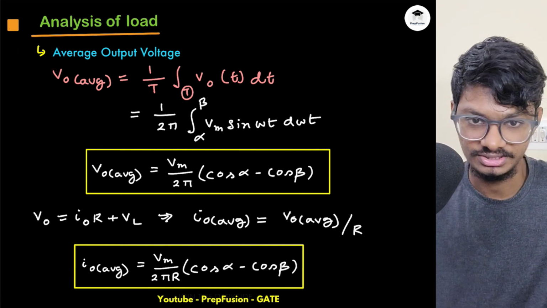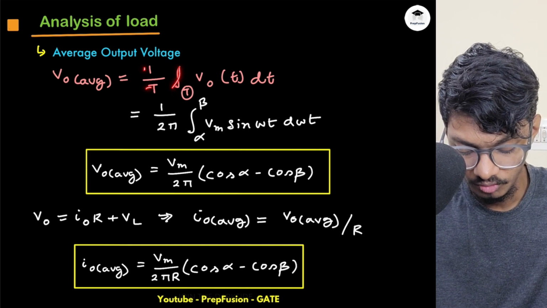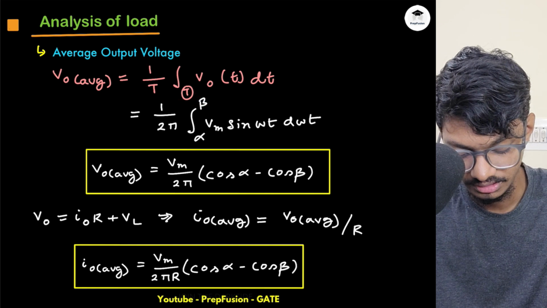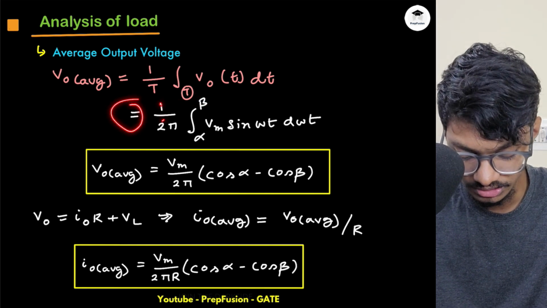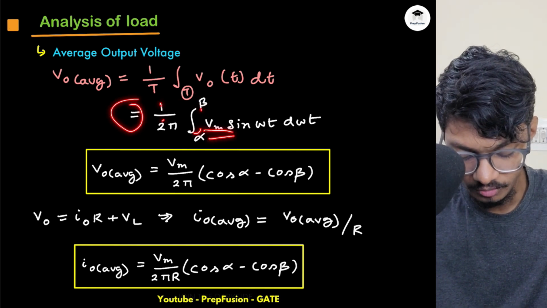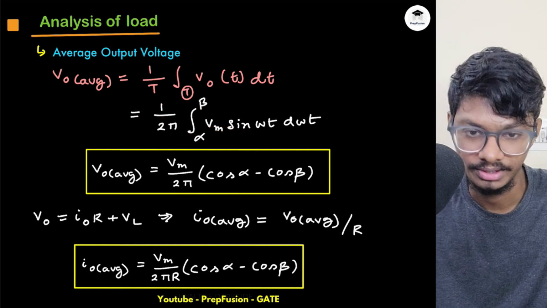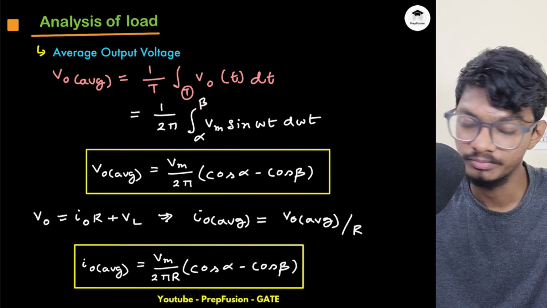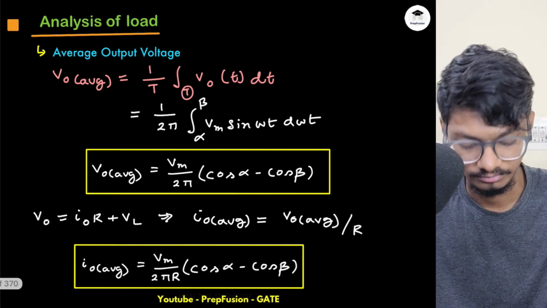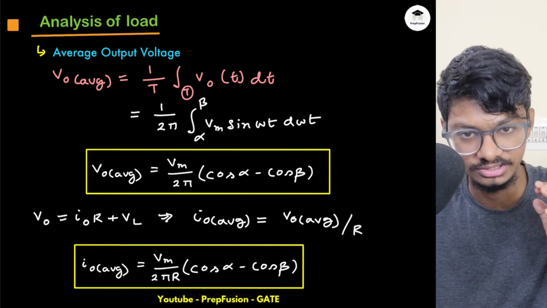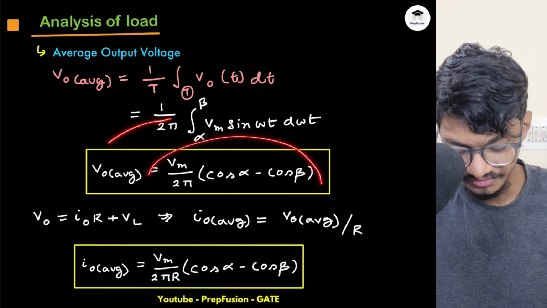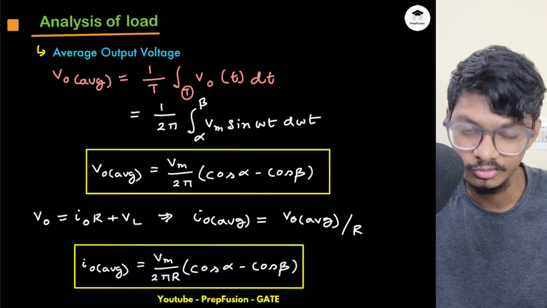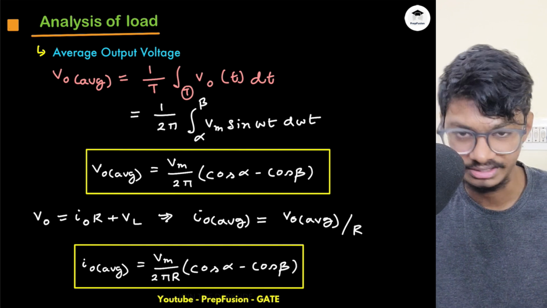VO average, the average output voltage, equals 1 by T times the integration over a cycle of VO(t) dt. So this equals 1 by 2 pi times the integral from alpha to beta of Vm sin omega t d omega t. I can integrate from alpha to beta, because after that the voltage is 0 simply because the SCR is off and the output voltage is 0. This is very simple, if you can integrate simple sin omega t.